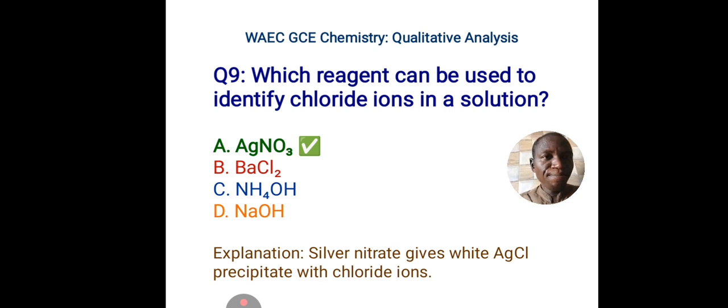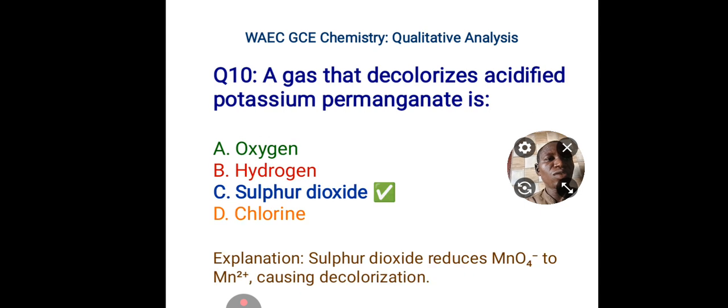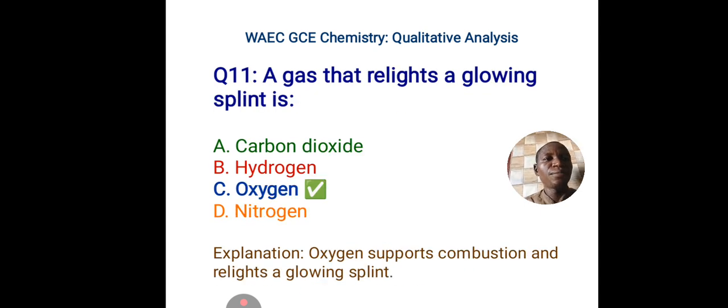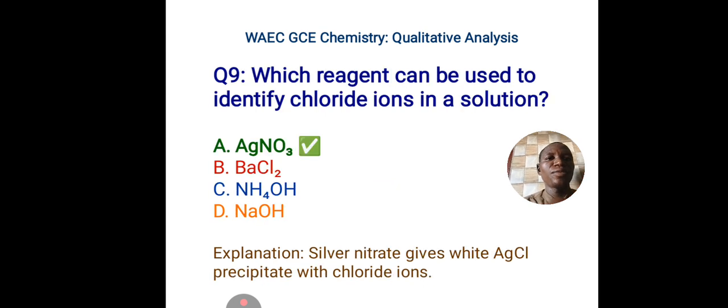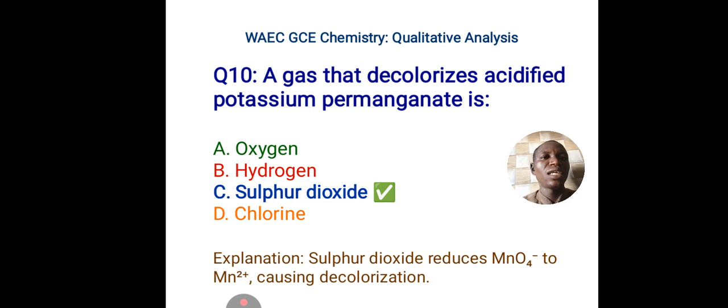So let's go. We have 15 questions in total. Okay, we are in question 9 now. Oh, I am fast. Okay, question 9. It says, which reagent can be used to identify chloride ions? Okay, we've just answered this question 9. Let's go to question 10.